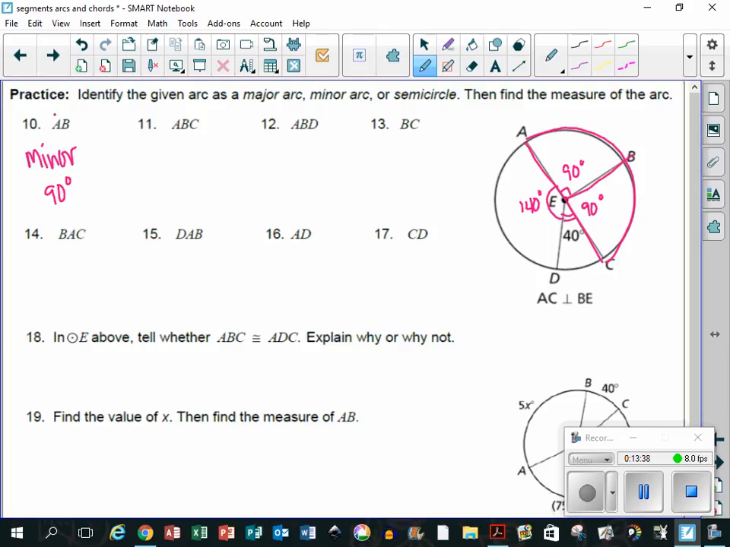And this should have a little arc symbol over it. These are all missing their arc symbols. I don't know what happened, but if you will, please put the arcs back on. So basically just put little eyebrows on them.